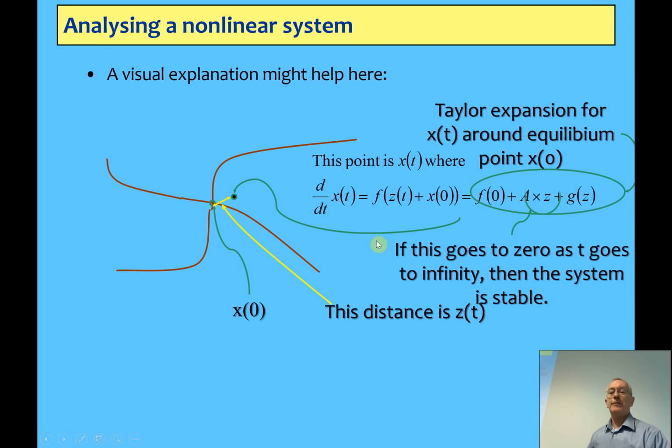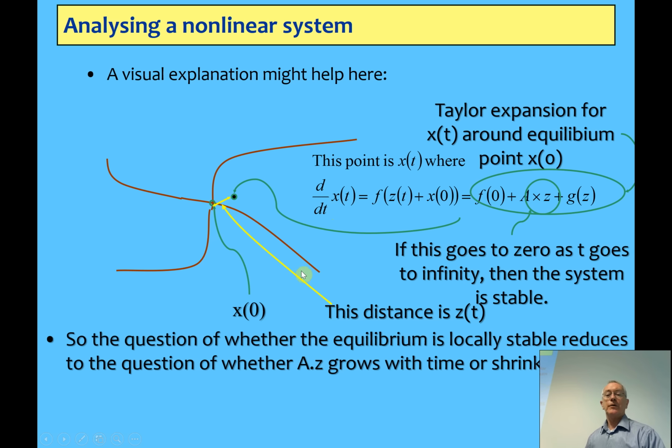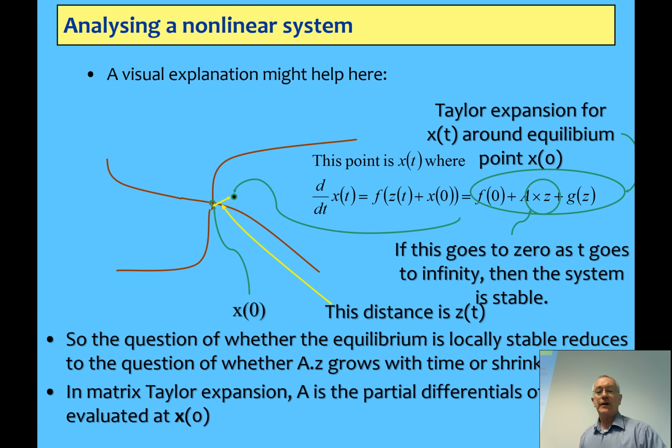What's going to happen? So if this goes to 0 as t goes to infinity, then you've got a stable system because it'll return from here back to the equilibrium again. Okay? But if this goes positive, you've got an unstable equilibrium. So the question of whether you've got a stable equilibrium reduces to whether this A times Z grows or shrinks over time. Okay? So is that matrix expanding space or is it contracting space? And that comes down to its characteristics.